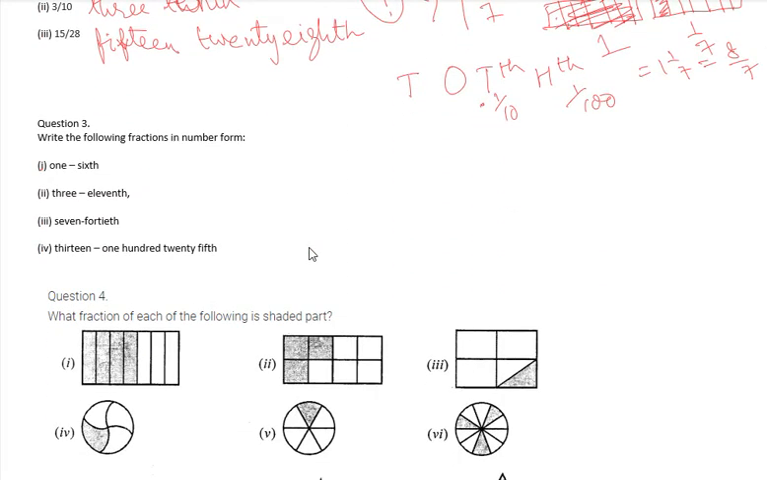Then question number 3 is: write the following fractions in the number form. 1/6, so it is 1 upon 6. 3 11th, so it's 3 upon 11. 7 40th, so 7 upon 40. Then 13 and then 125th, 125 in the denominator. So this 'th' is actually representing that this part would be in the denominator.